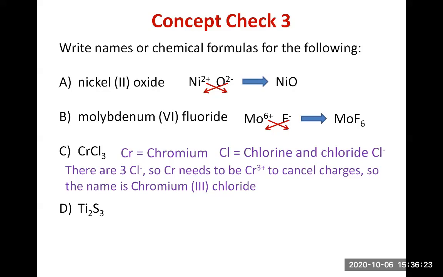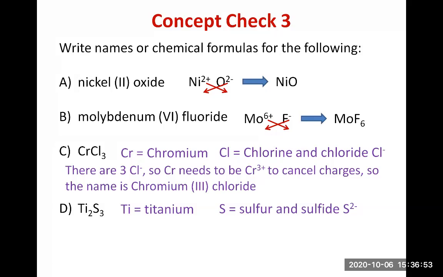Let's find the name of Ti2S3. Ti is titanium, atomic number 22 from group 4B. It's also a variable charge metal. S is the sulfur or the sulfide ion here. And the sulfide ion is carrying 2 negative charges because sulfur is in group 6A. So 6 minus 8 is negative 2.